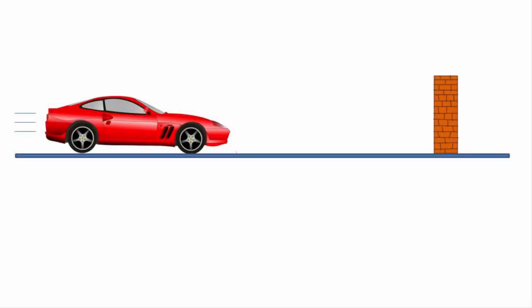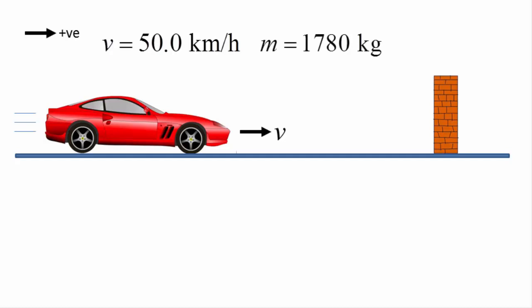Consider a Ferrari 550 Maranello driving with a speed of 50 km per hour to the right. Let's call this direction the positive direction, so that any vector pointing to the right will be positive. The car has a mass of 1,780 kilograms. What is the initial momentum of the car?